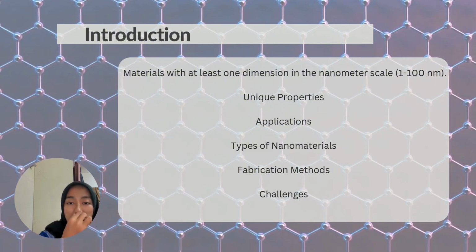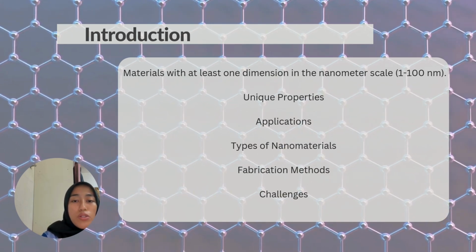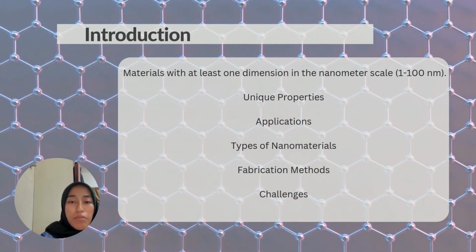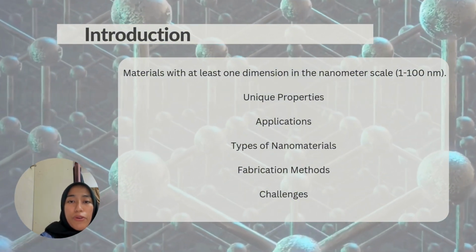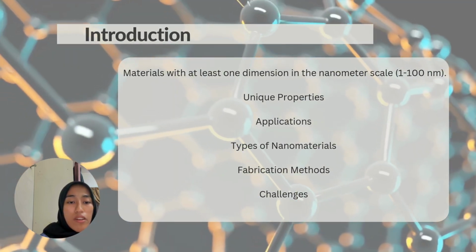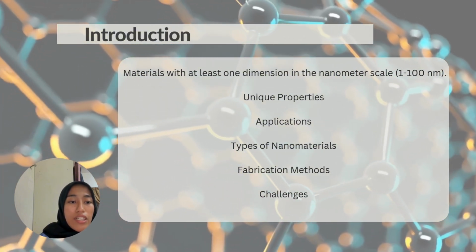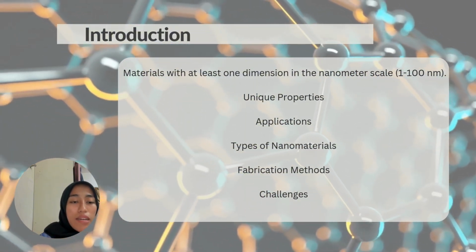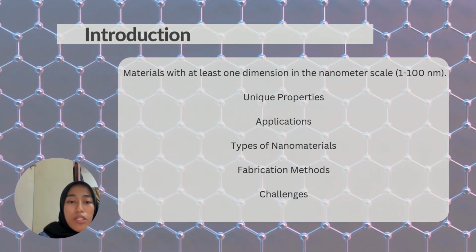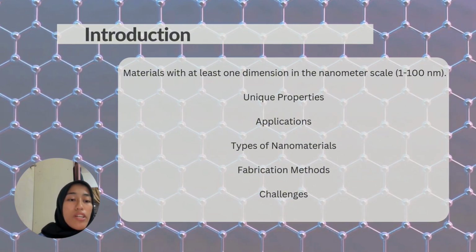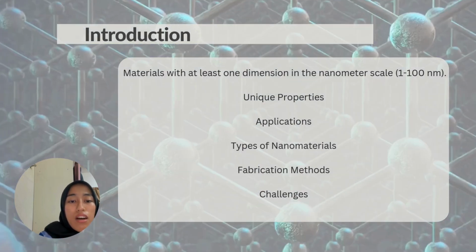The types of nanomaterials are carbon-based, metal-based, semiconductor, and polymer-based. In this topic, it also covers fabrication methods, which are top-down and bottom-up. There are also a few challenges in this report. By analyzing these aspects, we can gain insight into how nanomaterials can be optimized for specific applications. Through this lens, we can understand the transformative potential of nanomaterials and the ongoing quest to integrate them seamlessly into the fabric of advanced technology.